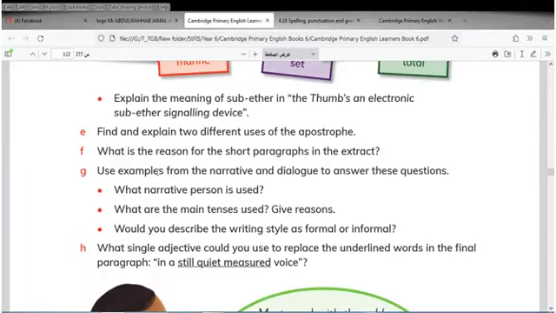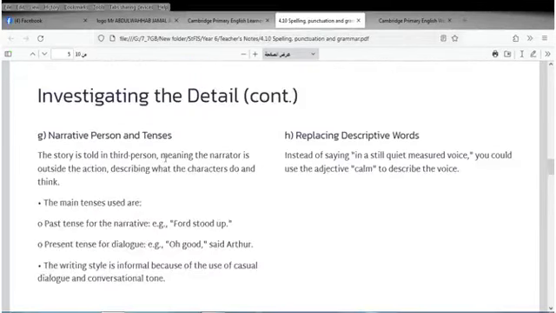Use examples from the narrative and dialogue to answer these questions. What narrative person is used? What are the main tenses used? And would you describe the writing style as formal or informal? That's a very easy question because this is narrative, this is fiction, this is science fiction. The story is told in third person using he, she, it, they. The narrator is outside the action. He is describing what the main characters do and think of.